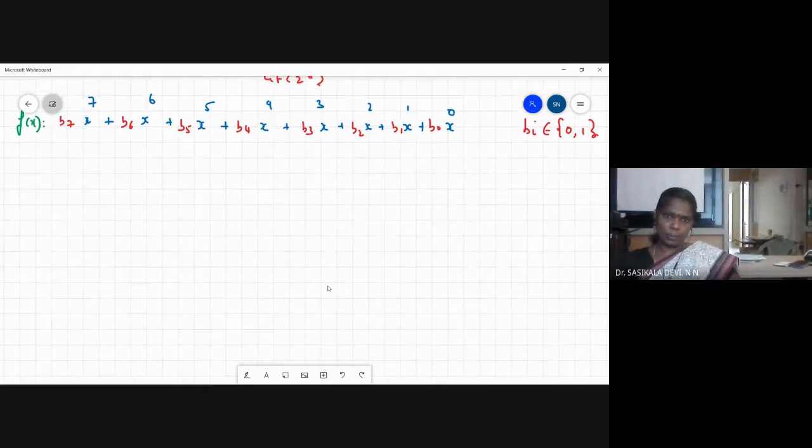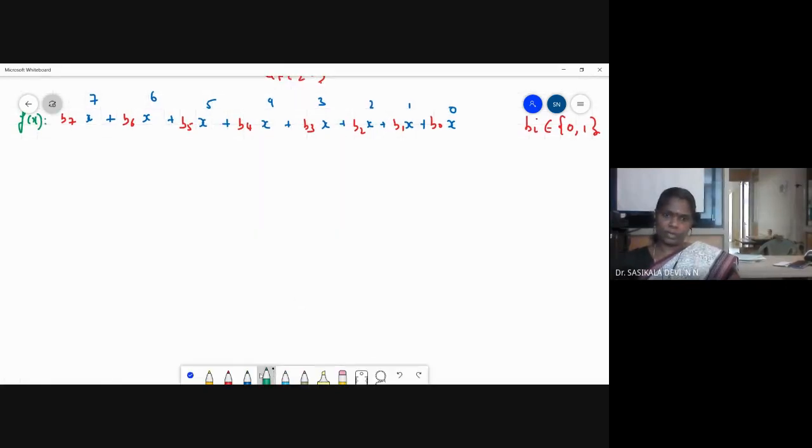Let's take a polynomial which exceeds the degree 7, x power 8. But x power 8 is not a group element over GF of 2 power 8. Then what we have to do to make it a group element, we have to do modular reduction with m of x. So what is m of x? The standard m of x is x power 8 plus x power 4 plus x power 3 plus x plus 1. Please verify it.